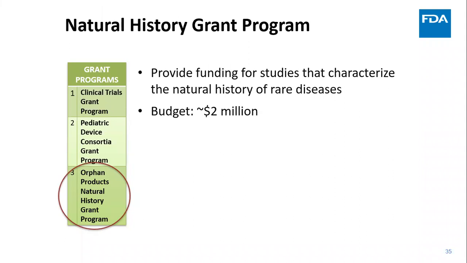The last grant program we will review is our Natural History Grant Program. This program began in 2016 with the first request for applications, and funding began in fiscal year 2017. A natural history study describes the course of a disease over time, identifying demographic, genetic, environmental, and other variables that correlate with its development and outcomes. Natural history studies can be prospective or retrospective. Natural history studies provide critical information for product development in rare diseases, such as information regarding key symptoms, that can help with endpoint design and selection in clinical studies. Next slide, please.